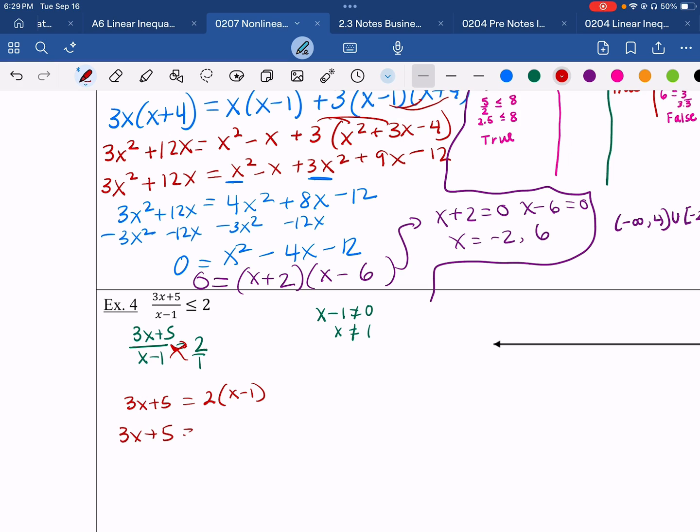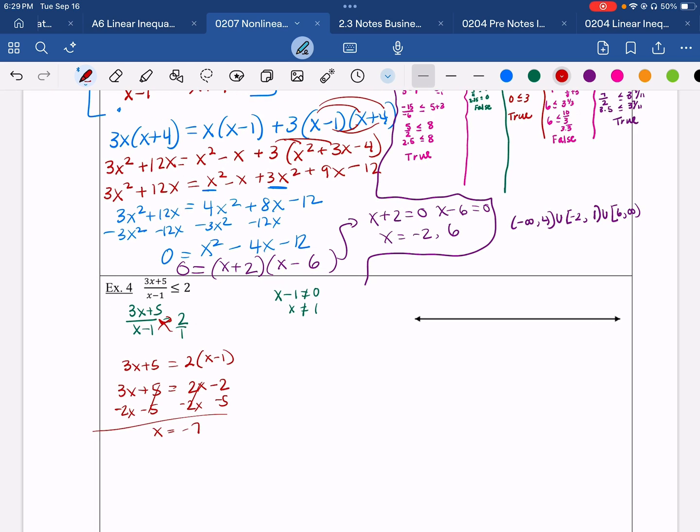3x plus 5 equals 2x minus 2. Subtract 2x. I'm going to subtract 5. I get x equals negative 7. So I have 1 and I have negative 7. So negative 7 is on the left, and then I have 1. 1 definitely gets an open circle. Negative 7 gets a solid circle because it's an equal to in the original problem. So let's try x equals negative 8. Negative 7 to 1, it changes sign, so x equals 0, and x equals 2.